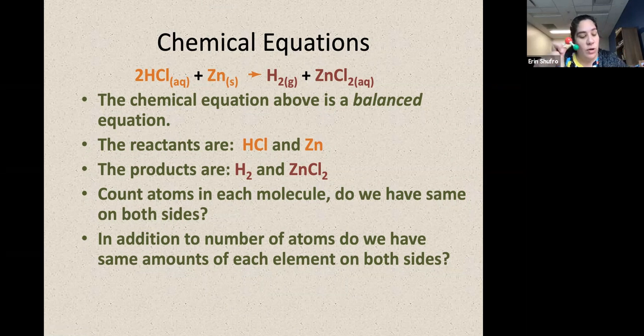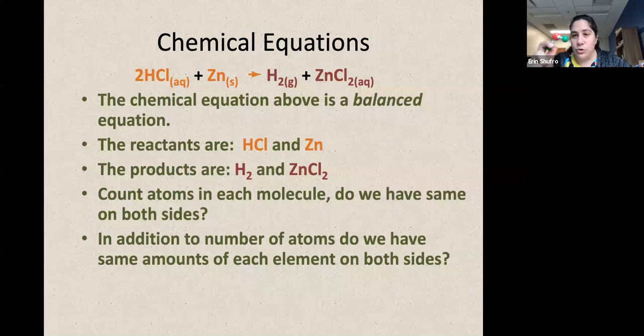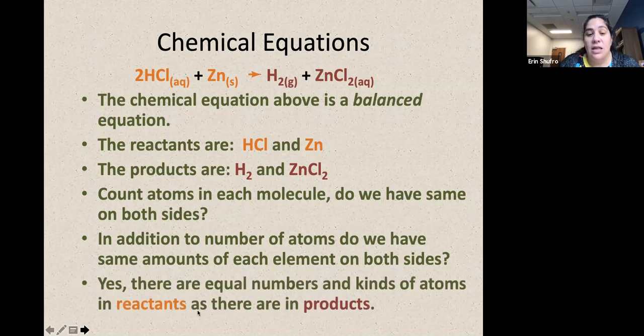So now I still have 1 zinc atom, but it's bonded to my 2 chlorines. So 1 zinc atom on the left, 1 zinc atom on the right. So I do have the same amount of each element on both sides. So that means that I have a balanced chemical equation because I have equal numbers and kinds of atoms in my reactants as I have in my products. So it's important for both, right? You not only need equal amounts of atoms, but you need equal amounts of each kind on both sides. Okay.